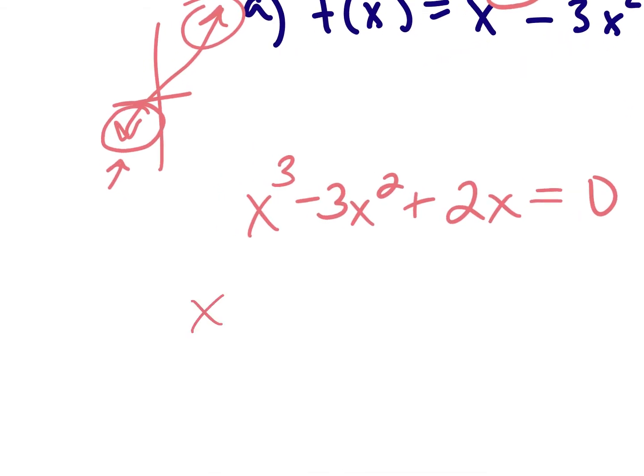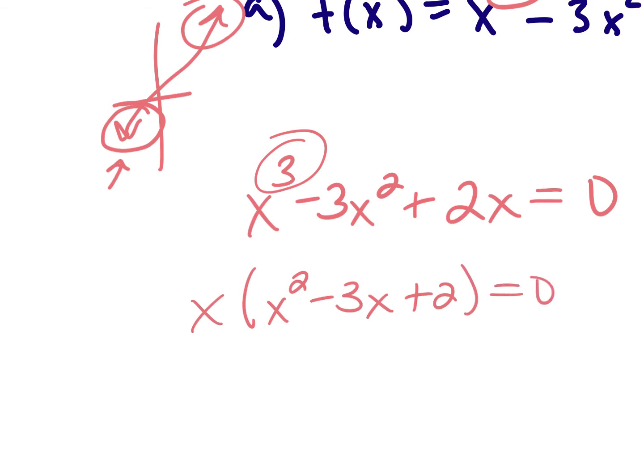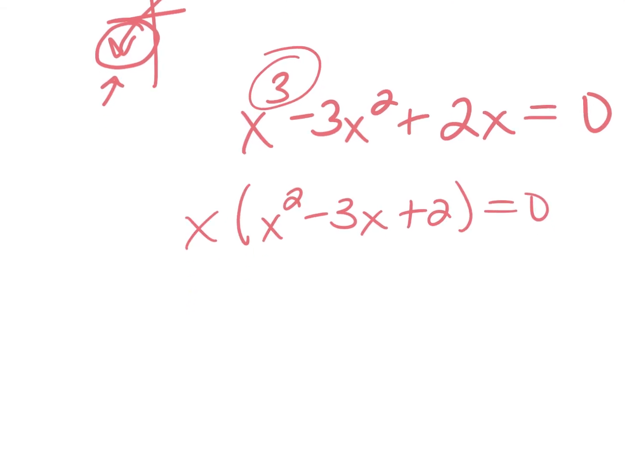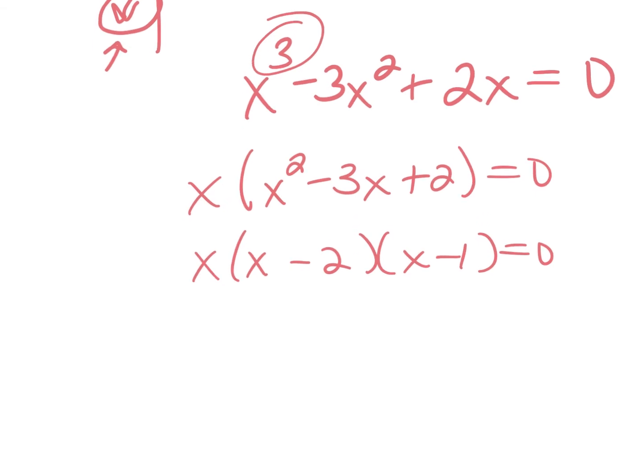Looking at this from the very beginning, how many zeros should I have? 3. So if I take out an x, I'm left with x squared minus 3x plus 2, correct? Can I factor that more? Good, you guys. Awesome. So x what? Minus 2, x minus 1. Perfect. And now what do I do to each piece? Perfect. x equals 0. x equals 2. x equals 1. Very basic.